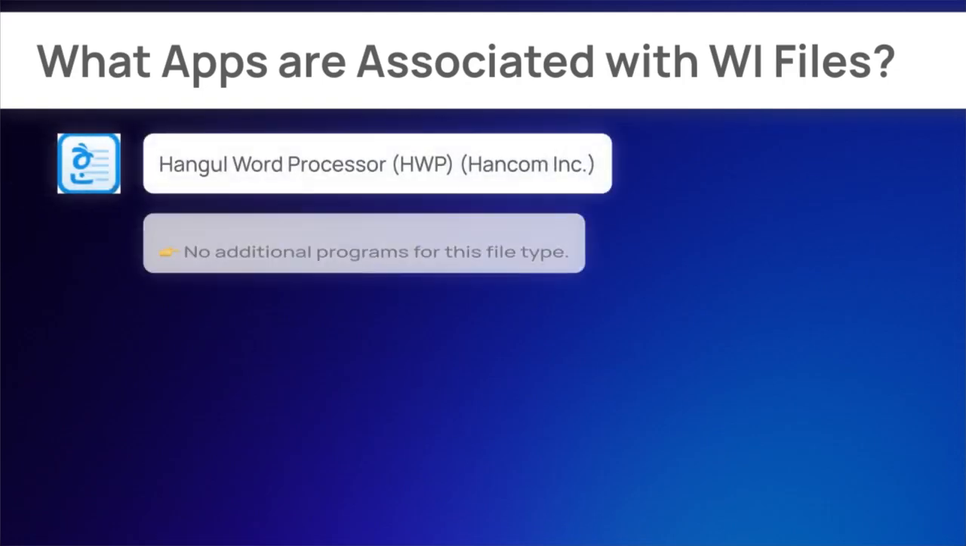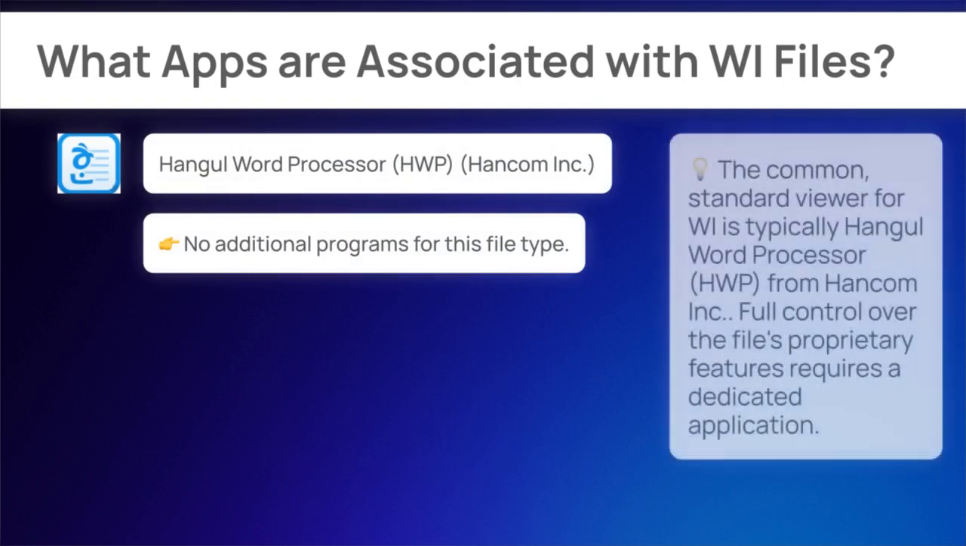Windows registers the WI file as an opener for Hangul Word Processor, HWP, developed by Hancom Inc. The file's embedded objects and layers require specialized software for full access. Windows can preview many document types, but full editing requires dedicated document software.